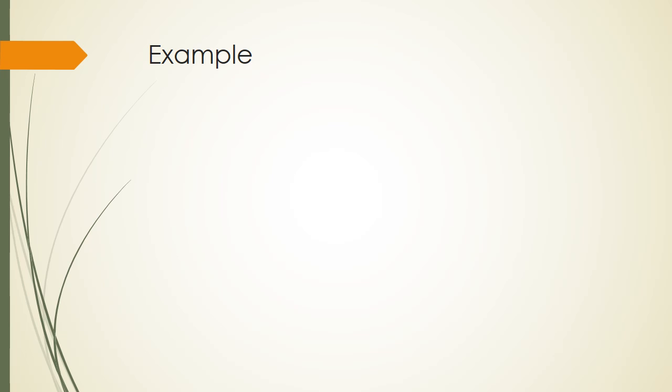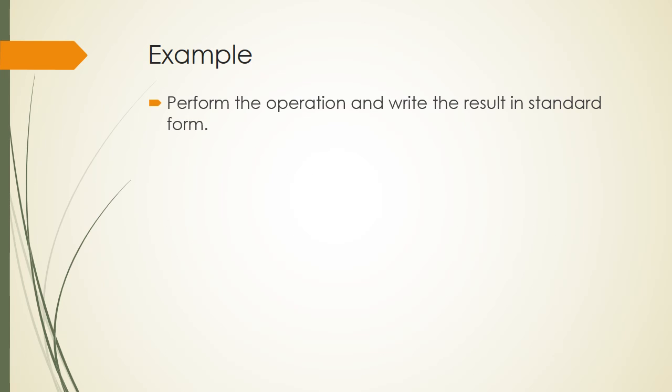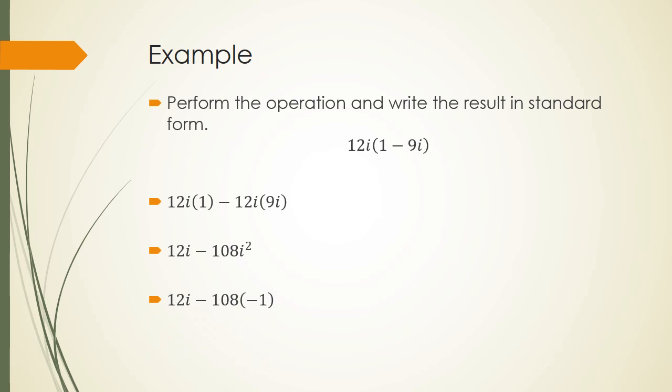Here we have another example. Perform the operation and write the result in standard form. So we have 12i times i minus 9i. So what we're going to do is distribute. And that gives us 12i minus 108i squared. Remember that i squared is negative 1. So we have 12i plus 108. However, this is not in standard form. You need to put the 108 first and the 12i second.